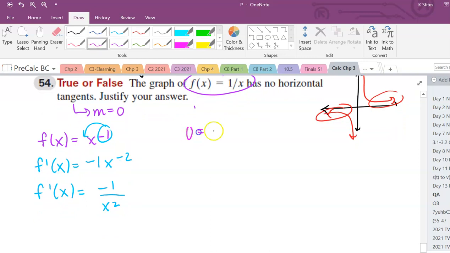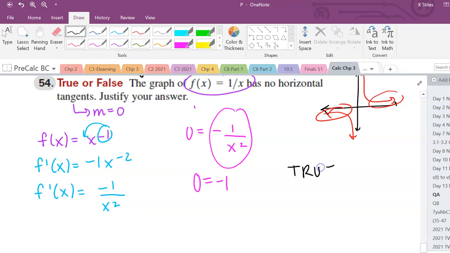So if I plug in 0 here, I want you to think to yourself, is this ever possible? Can you ever make this become 0? And the answer is no, because if you were to do my favorite thing, which is cross multiplying, you're going to get 0 equals negative 1, and that's obviously not possible. So this is actually true.